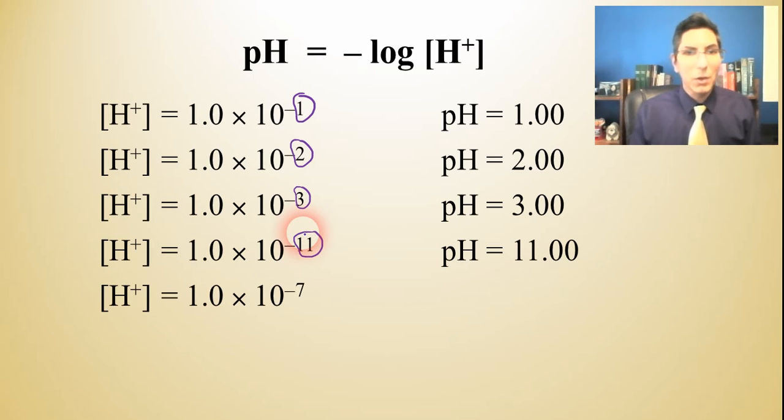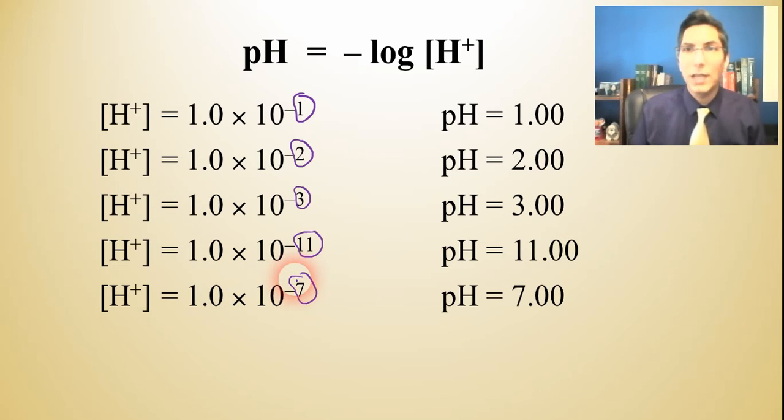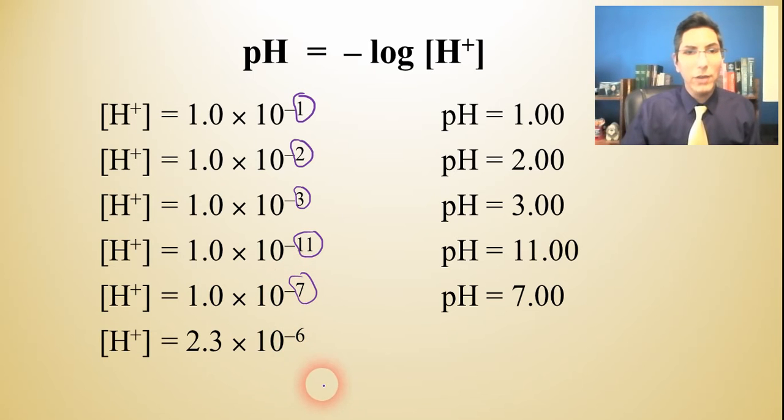Now sometimes we have H plus 1 times 10 to the minus 7th. Well, sometimes we have a case like this where it's perfectly neutral. You know, pH 7 is considered neutral. There are other cases where you actually have to plug this into your calculator. In fact, most of the time we do. You know, 2.3 times 10 to the minus 6, well, you're going to have to key this into your calculator and take negative log of 2.3 times 10 to the negative 6, and it should be about 5.64.